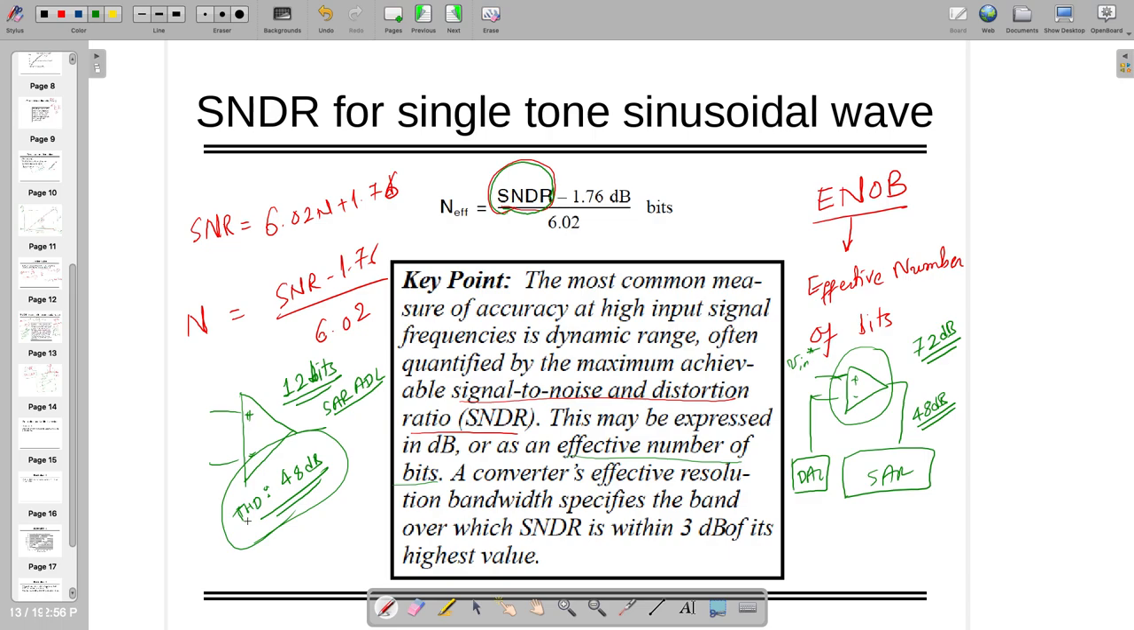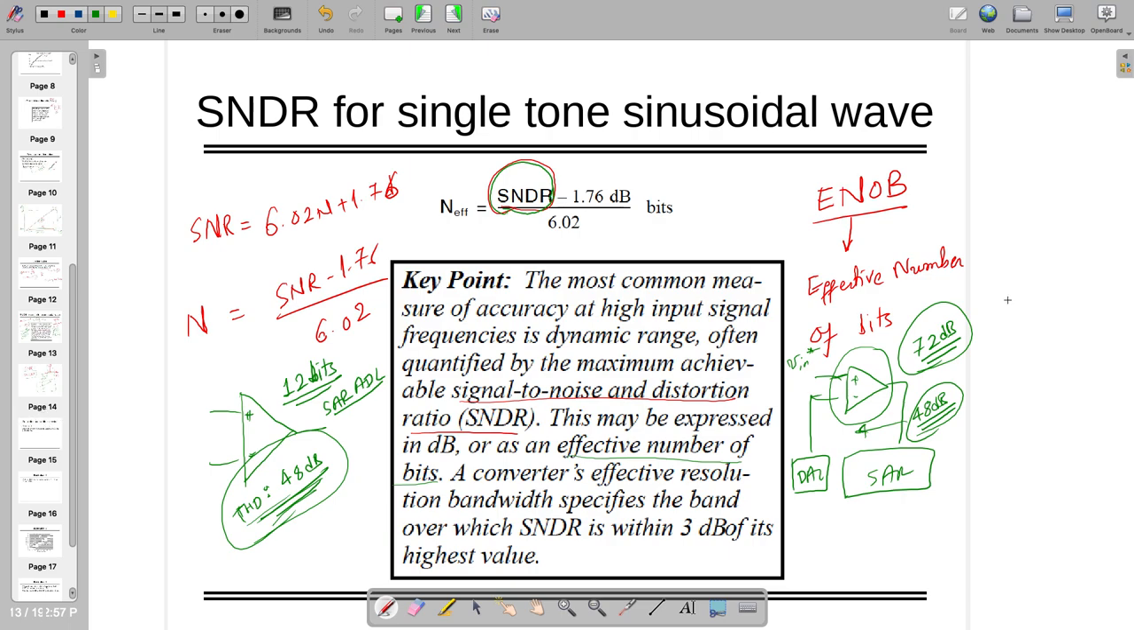So that is also a measure of SNR. It's similar, with little bit of numbers here and there, but the thing is, if you want 72 dB of SNR and all the components are very poor, you cannot use that. You can achieve 48 dB at the max, not better than that.